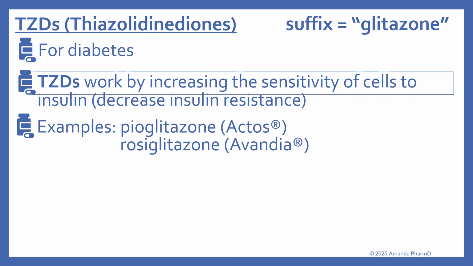Next are the TZDs, or thiazolidinediones. These are for diabetes. The TZDs work by increasing the sensitivity of cells to insulin, or decrease insulin resistance. Some examples include pioglitazone, brand name is Actos, or rosiglitazone, brand name is Avandia. And the TZDs end in the suffix glitazone.